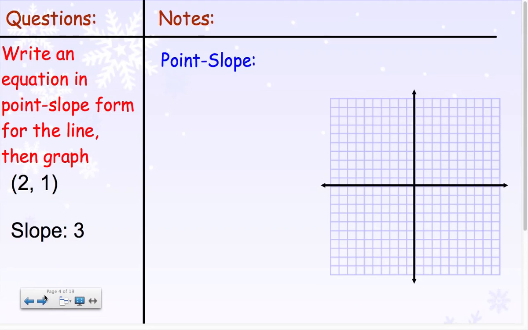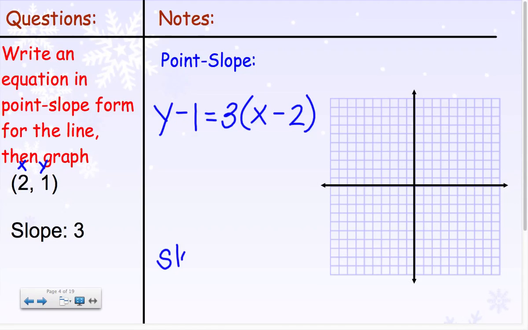Okay, write an equation in point-slope form for the line, then graph. All right, so now we're going to write it in point-slope form. So y minus, our y coordinate, if you want to label these you can, is 1, equals my slope of 3 times x minus my x coordinate, which is 2. Now this doesn't look like something we're able to graph. We need it to be in slope-intercept form, or mx plus b, in order to be able to graph it.